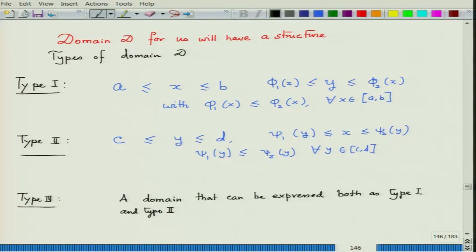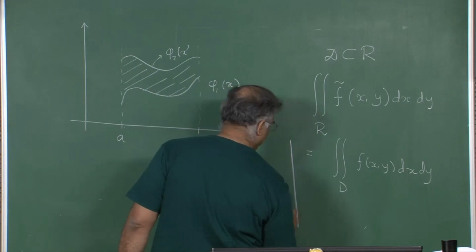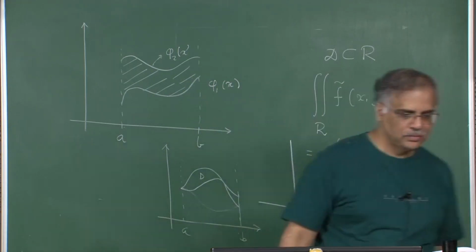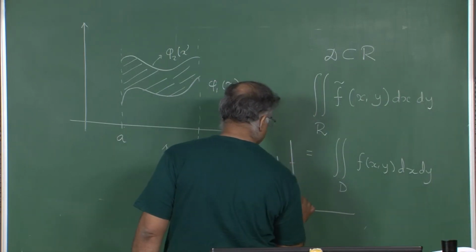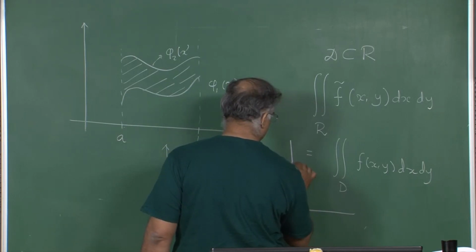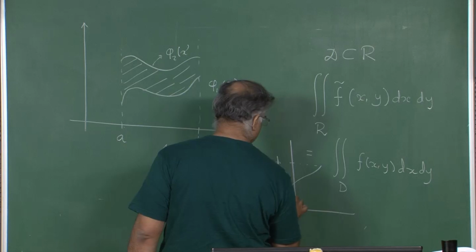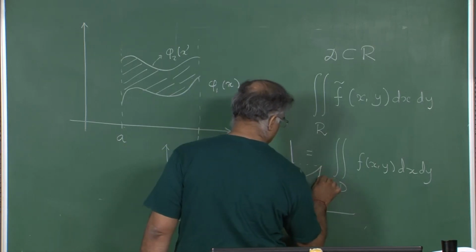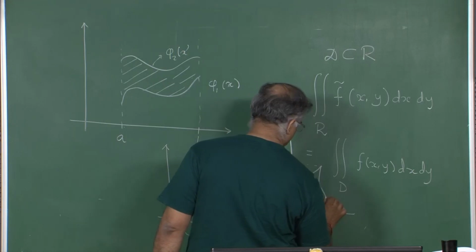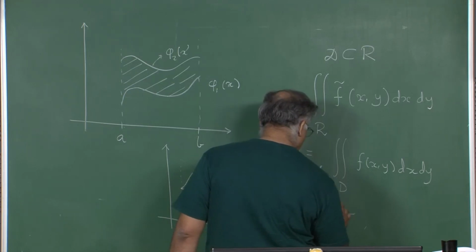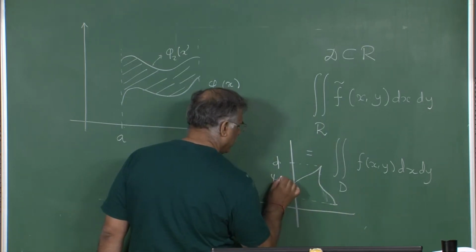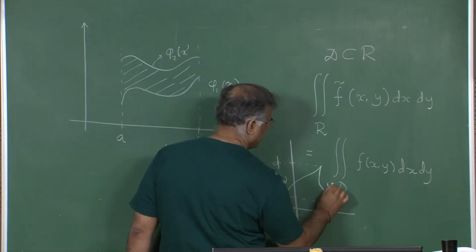For example, I can draw a type 2 domain which cannot be expressed as type 1. For example, I can have a type 2 domain, so here is your D and here is your C. So, it is something like this. These two are functions of y. This is psi 1 y and this is psi 2 y.